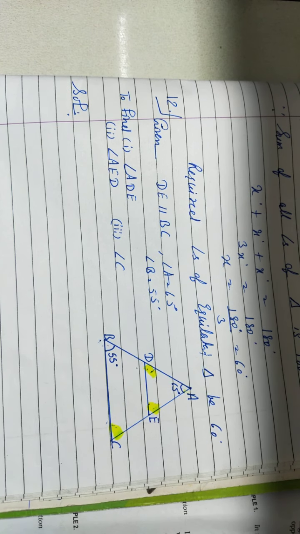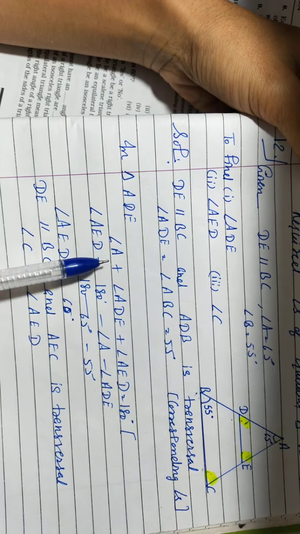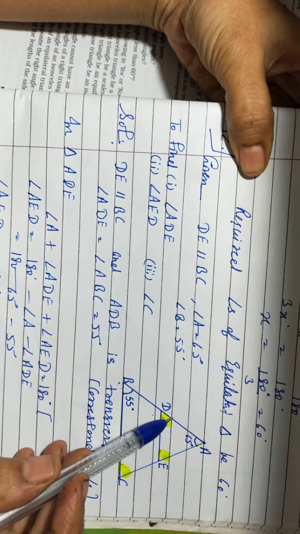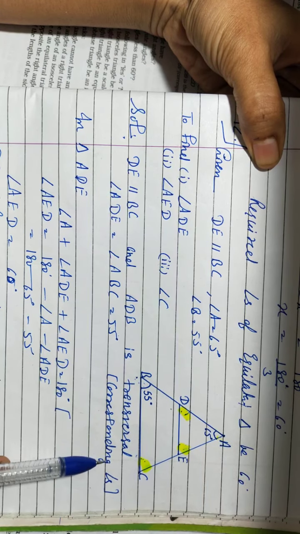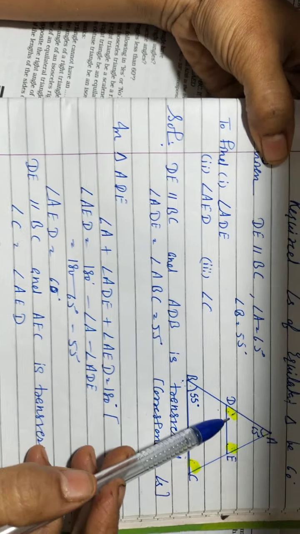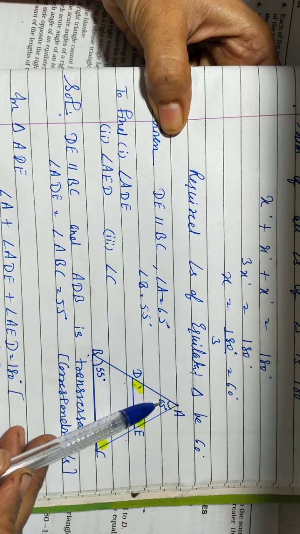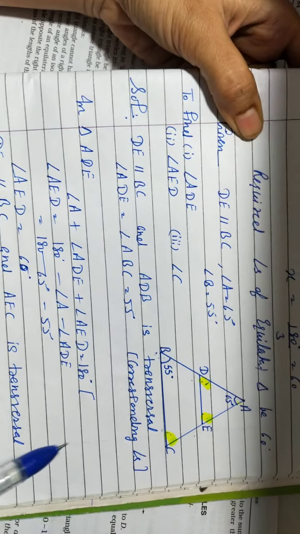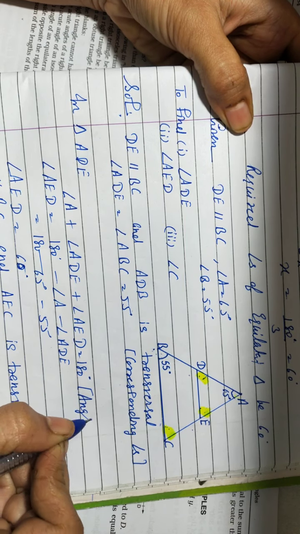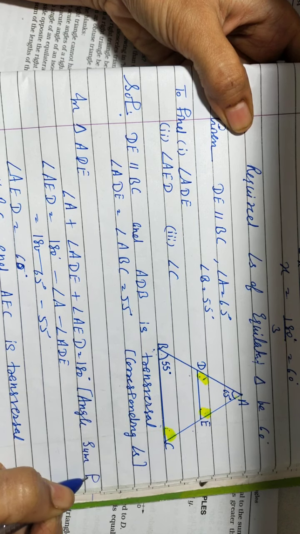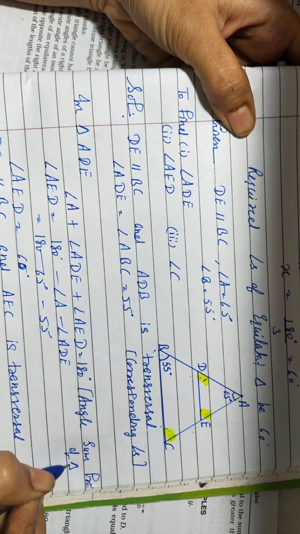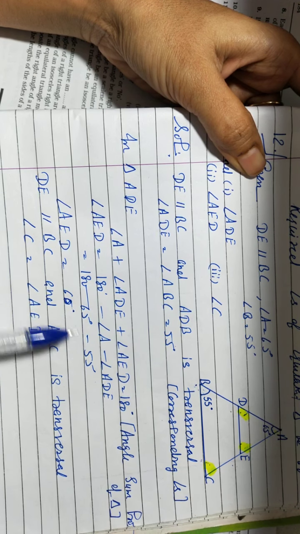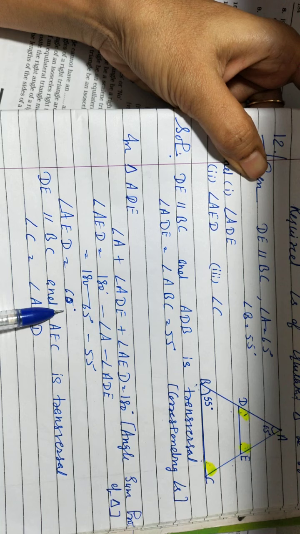Now have a look at the solution. DE is parallel to BC, AB is transversal, then angle ADE is equal to angle ABC, corresponding angles. Now in triangle ADE, angle A plus angle ADE plus angle AED, the sum of all these three angles is equal to 180 degrees. Reason? Angle sum property of a triangle. Getting it? Then AED we will find as 180 minus angle A minus angle ADE. We will put in their values and find our AED as 60 degrees.